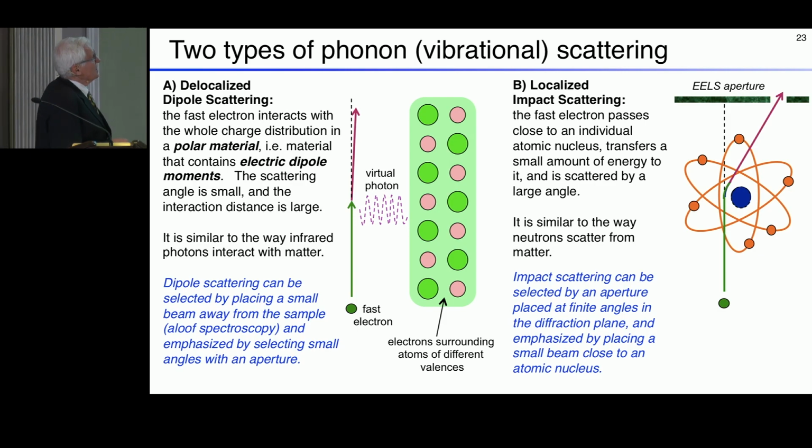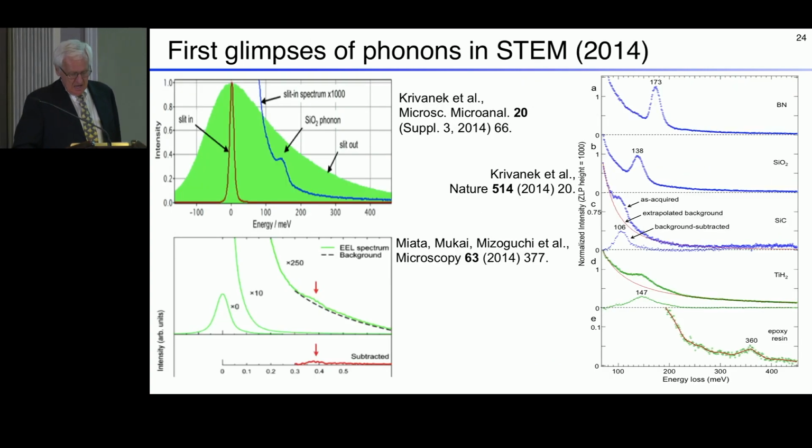But we also have a second type of signal, which we call impact scattering, following people like Ebach with low energy EELS. That one comes from the electron interacting with the nucleus much more closely and being scattered to a high angle. So this one we can select by just putting an aperture in the diffraction plane and saying the only electrons we want are the ones scattered to high angles. The dipole one we can select by not putting the beam inside the material. So we can switch from one type to the other.